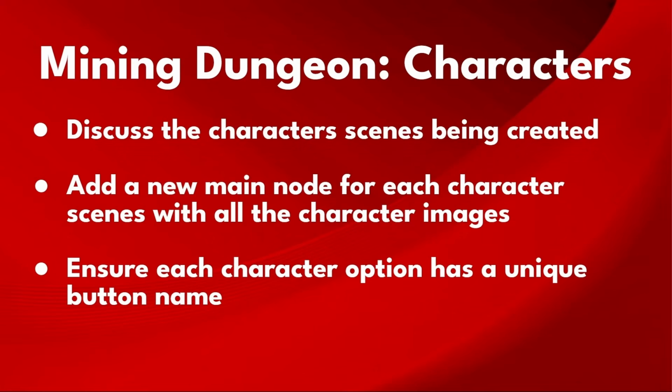All right, in this section, we're going to go ahead and get started creating the character selection scene. We'll start off and discuss each character scene being created. We'll then add a new main node for each character scene with all the correct character images. After that, we'll ensure each character option has a unique button name that's going to go back and connect to the main script. Now let's go ahead and jump right in.